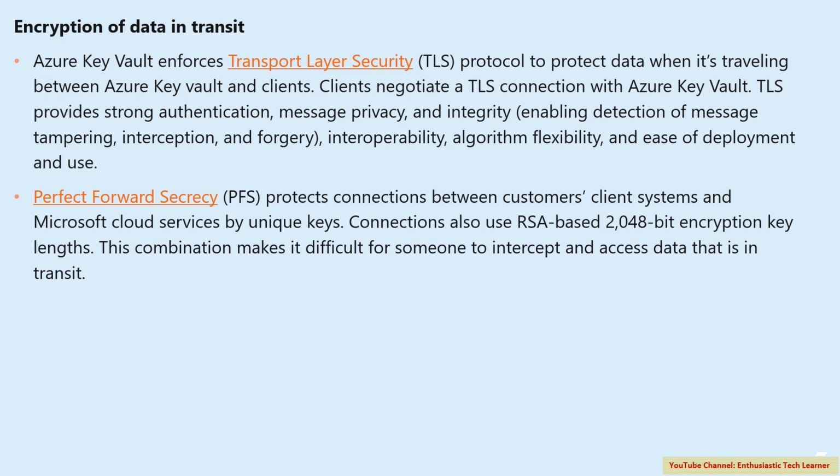Clients negotiate a TLS connection with Azure Key Vault. TLS provides strong authentication, message privacy, and integrity, enabling detection of message tampering, interception, and forgery, interoperability, algorithm flexibility, and ease of deployment and use. Perfect Forward Secrecy, PFS, protects connections between customers' client systems and Microsoft Cloud Services by unique keys. Connections also use RSA-based 2048-bit encryption key lengths. This combination makes it difficult for someone to intercept and access data that is in transit.